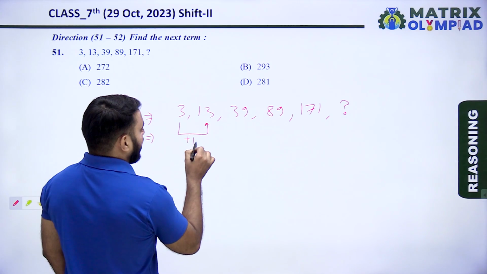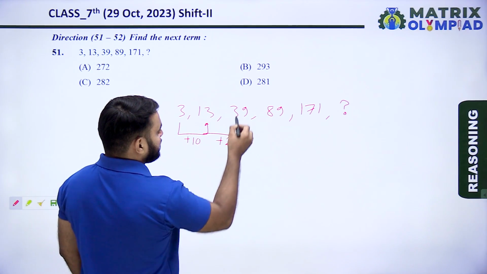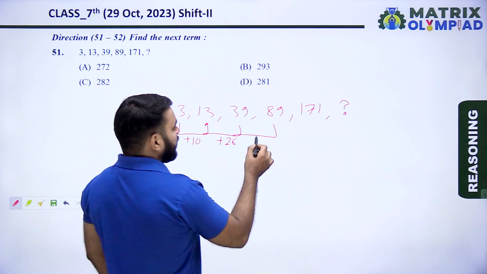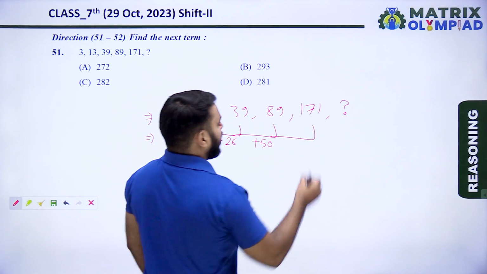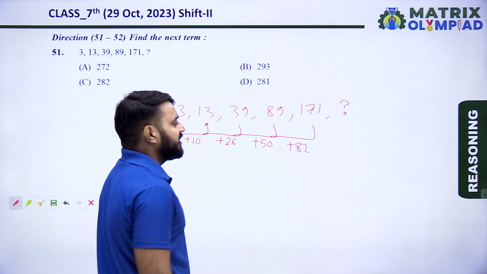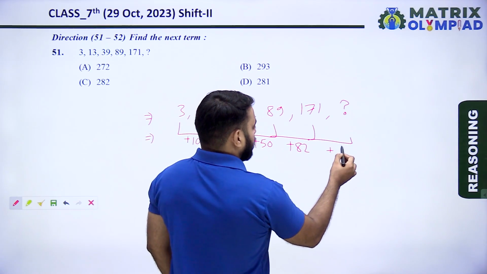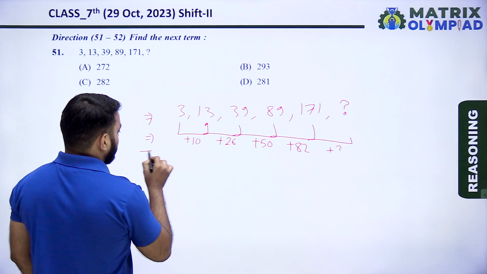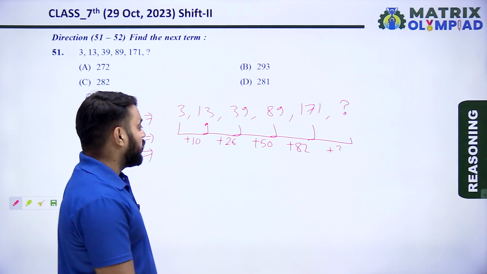3 plus 10, it means 13. Now 13 plus 26, it means 39. Now 39 plus 50, it means 89. Now 89 plus 82, it means 171. So now next is 171 plus. So this difference is not in a suitable order.